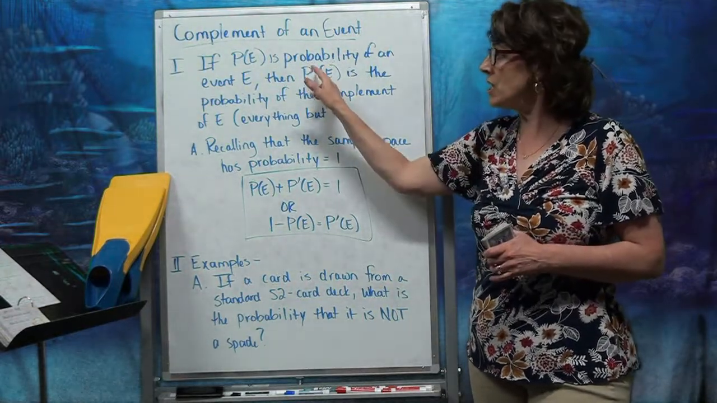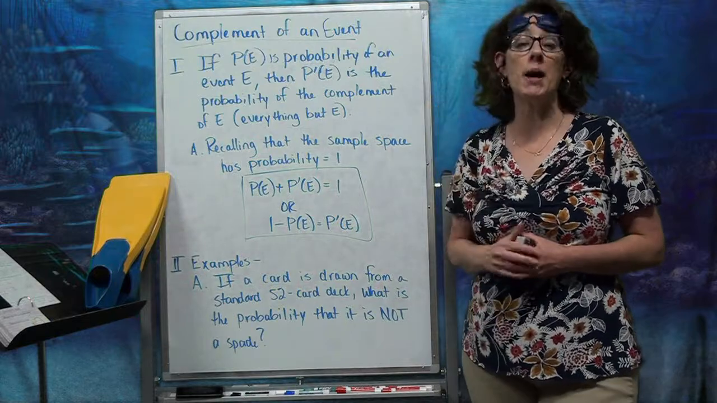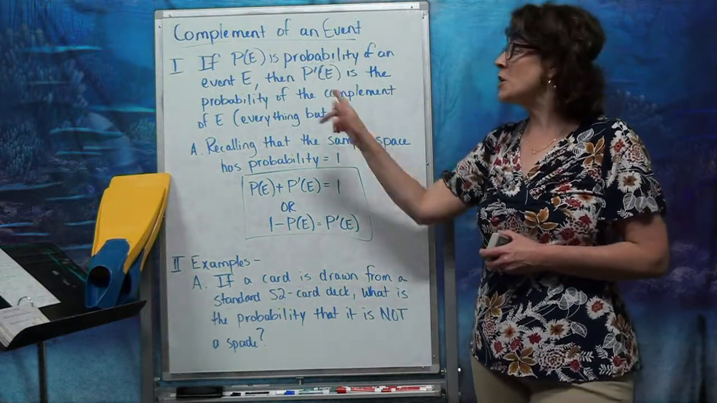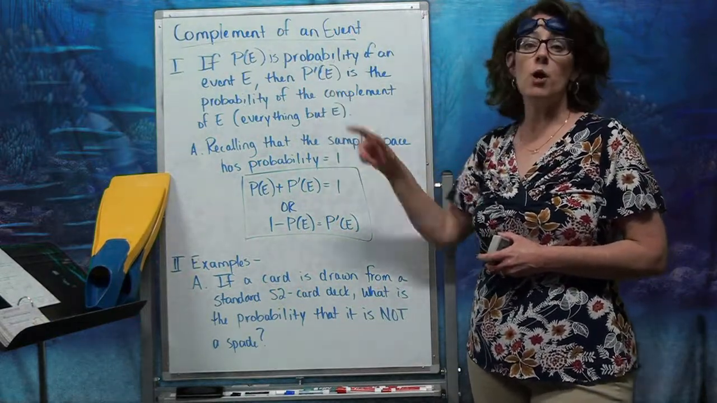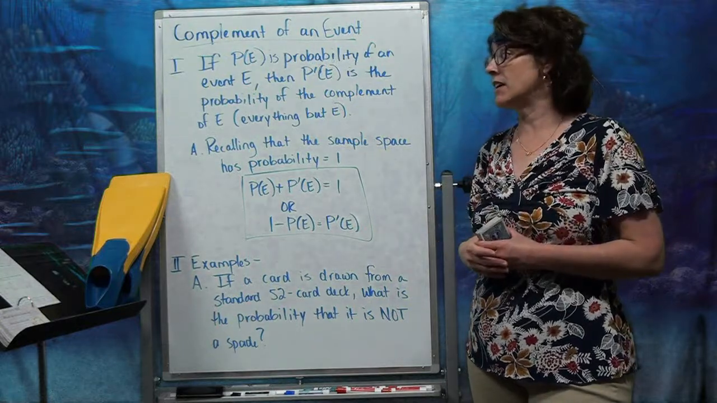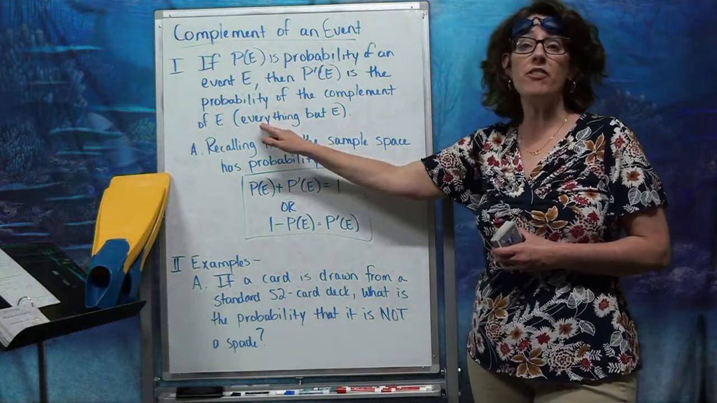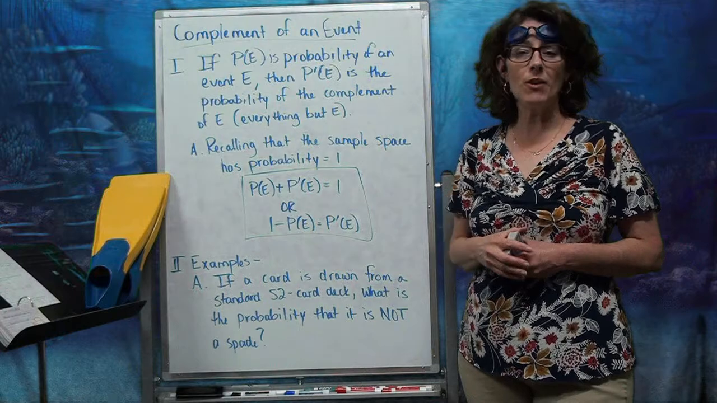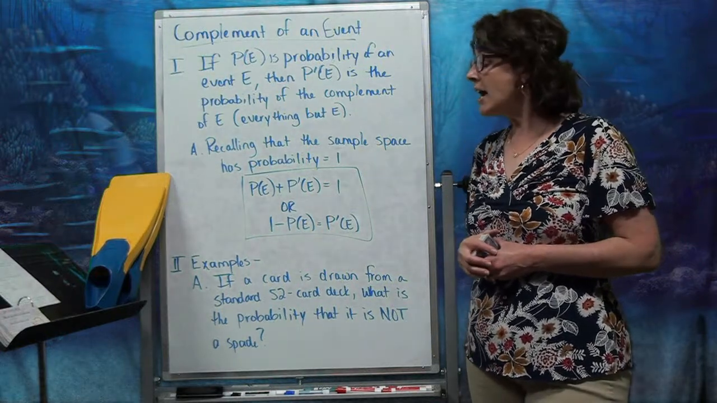Absolutely. This one has that little tick mark right there, that little prime notation. We call that a prime. So P prime E would be the complement of that event. In other words, everything but that event. And like I said, typically we think of that as our failures. So the idea here is this.